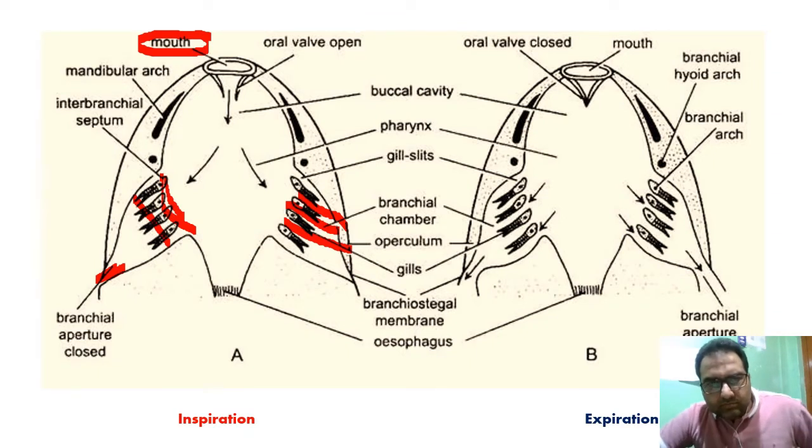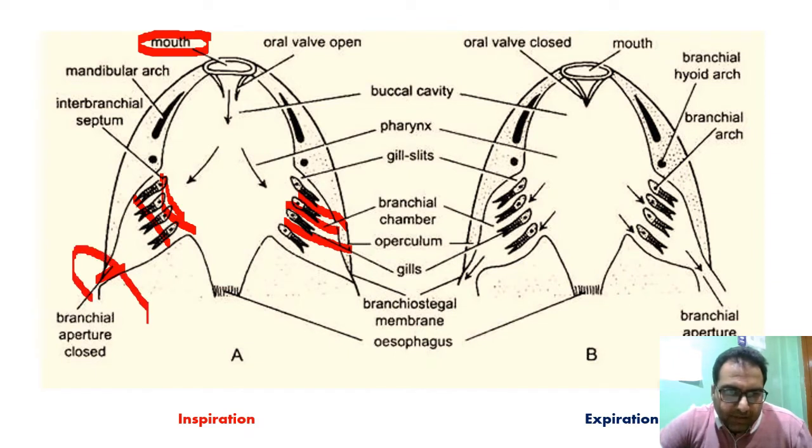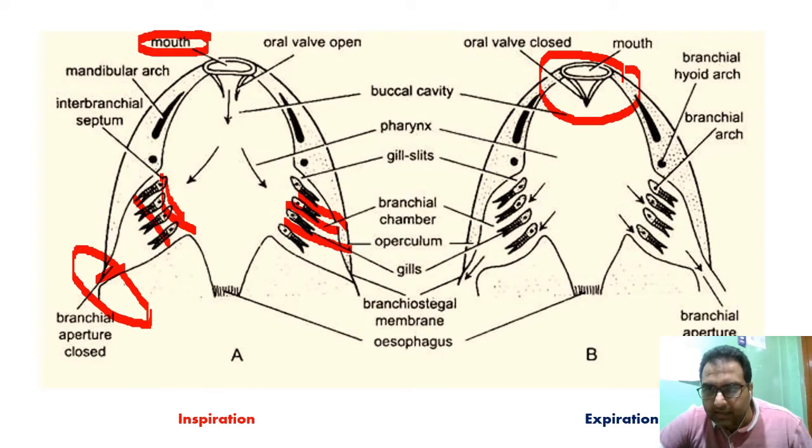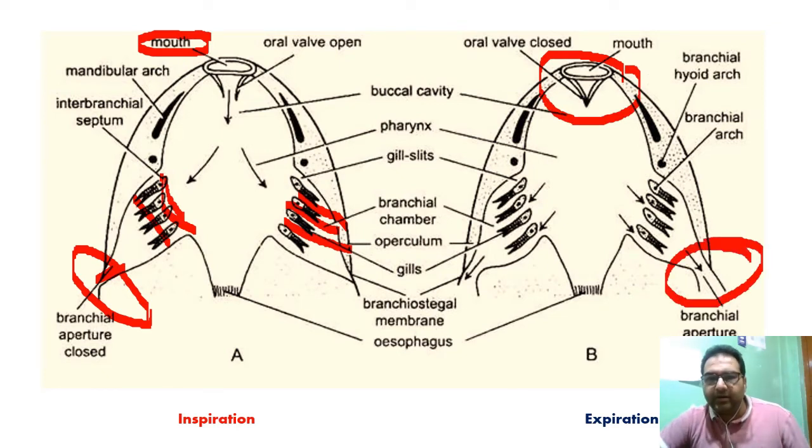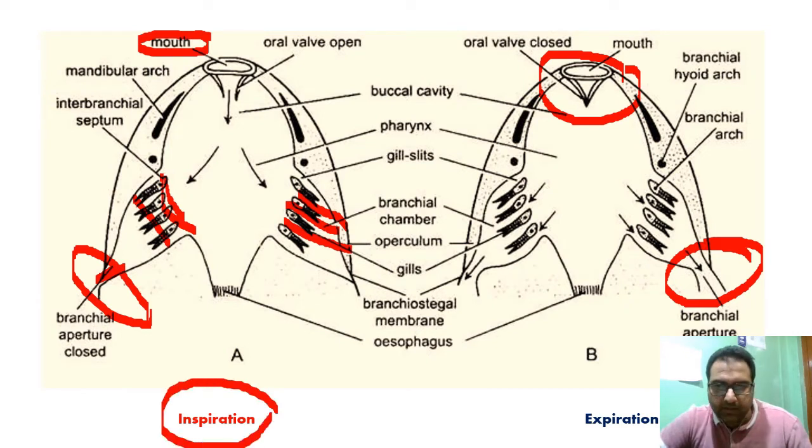So on one hand, this is an open mouth, and on the other hand, this is a closed mouth. In this case, the mouth is open and the gill apertures are closed, and in this case, the mouth is closed and the gill apertures are open. So this is the inspiration, and this is the diagrammatic sketch which shows the expiration.